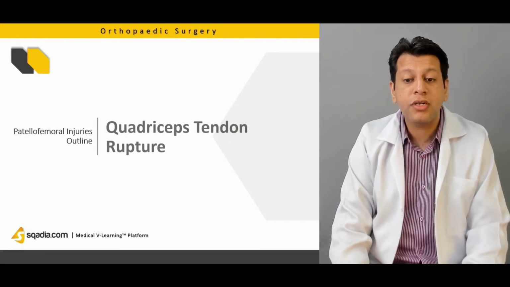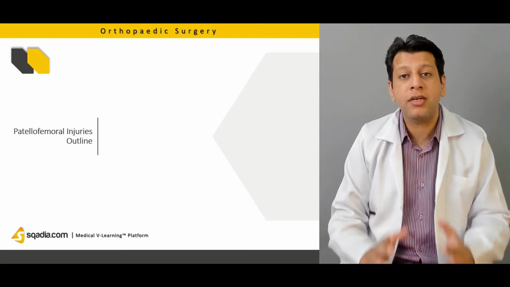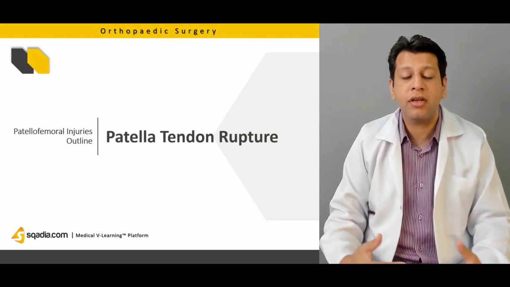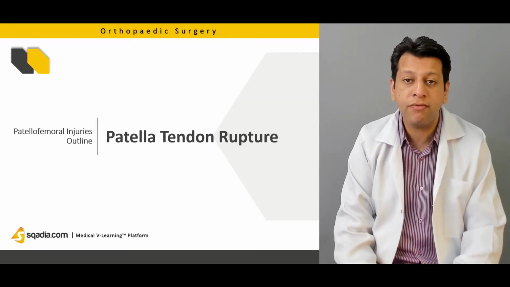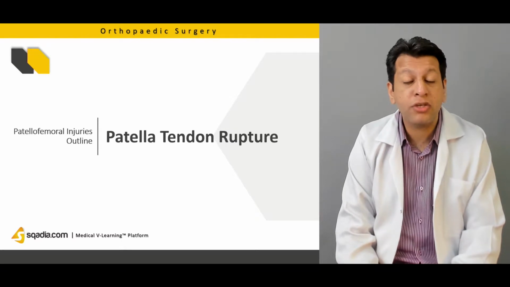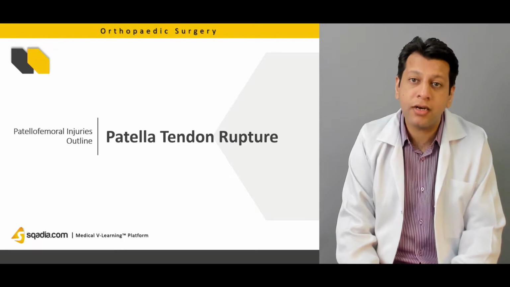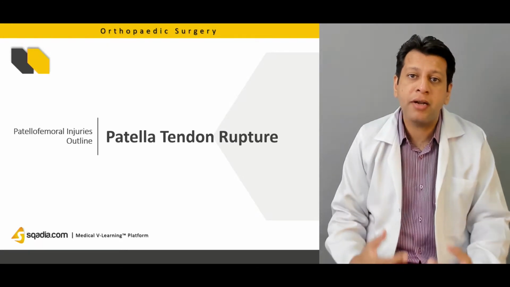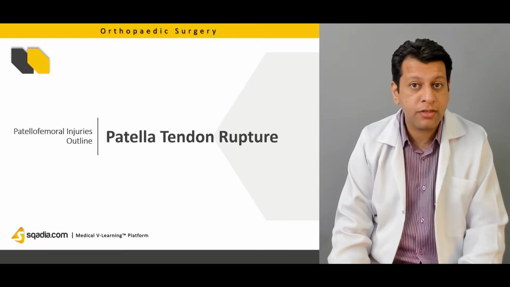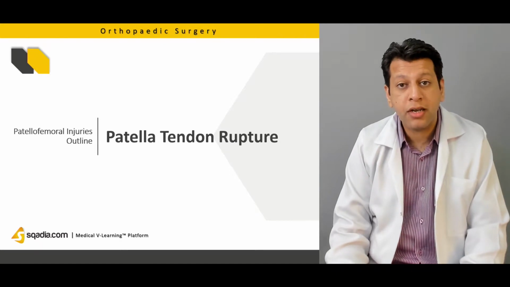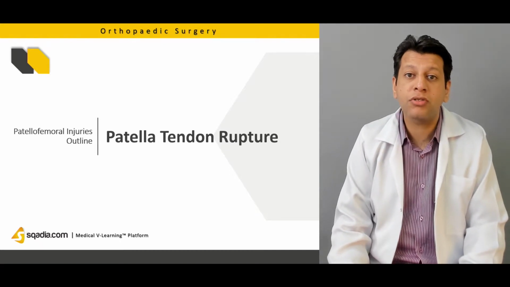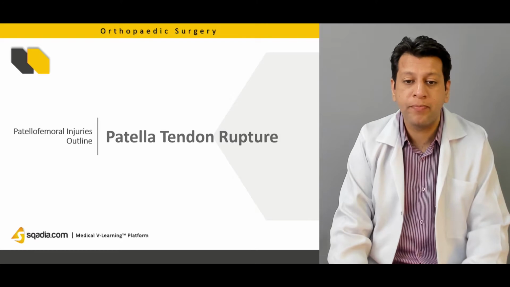We'll also be discussing that once this tendon joins the patella, it encompasses the patella itself, and the patella is the largest sesamoid bone present inside the tendon, and then it becomes the patella tendon. As this combined mechanism is responsible for extension at the knee joint, a patella tendon rupture can also result in the loss of extension at the knee.